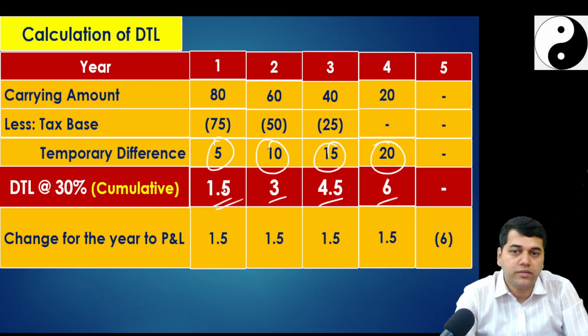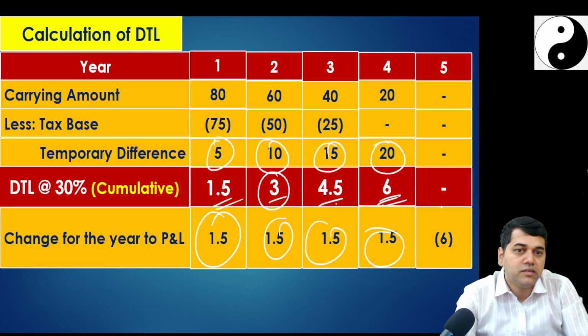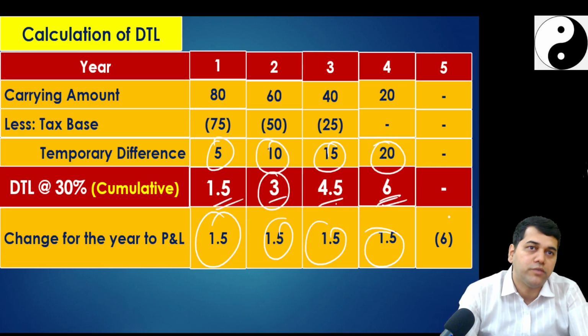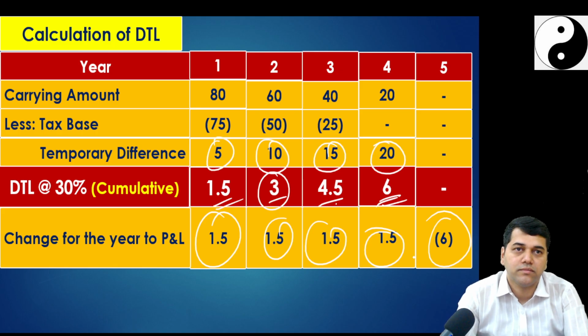Because at the end of the first year, the liability should have been 3. I'll recognize additional 1.5. And in the last year, it will fully reverse. So I will reverse that. Are you clear?